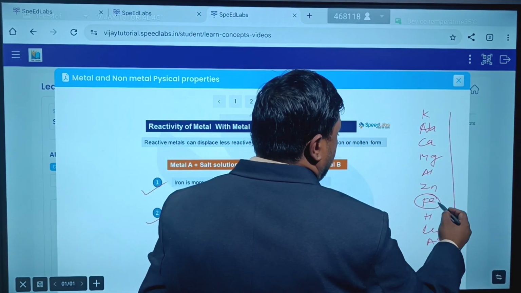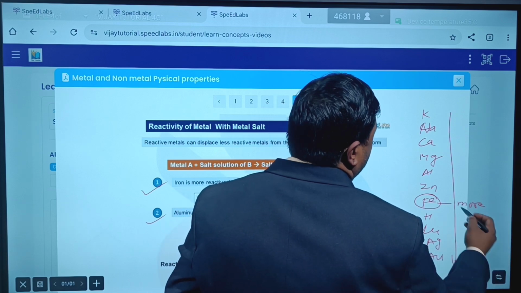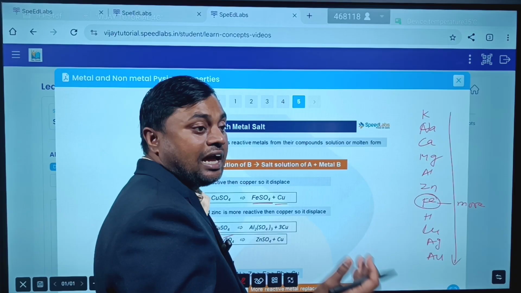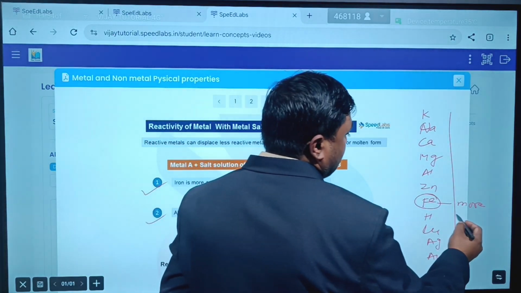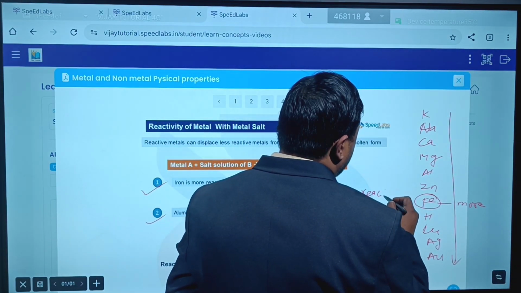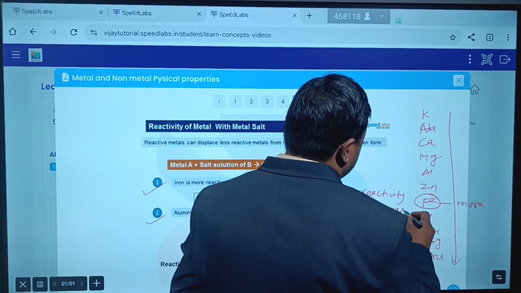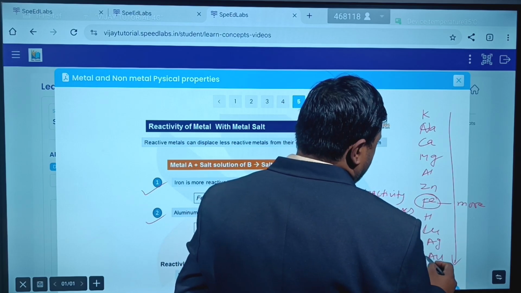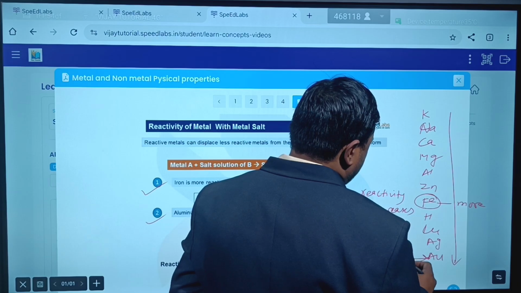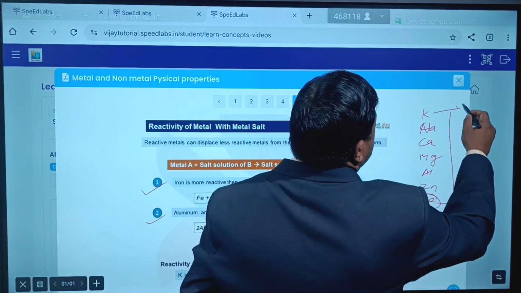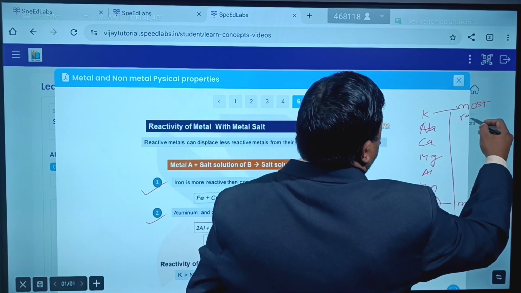So you can see here iron, which is more reactive. What will happen when you move from top to bottom in the reactivity series? The reactivity decreases. Here silver is the least reactive, whereas potassium is most reactive. Yes or no?